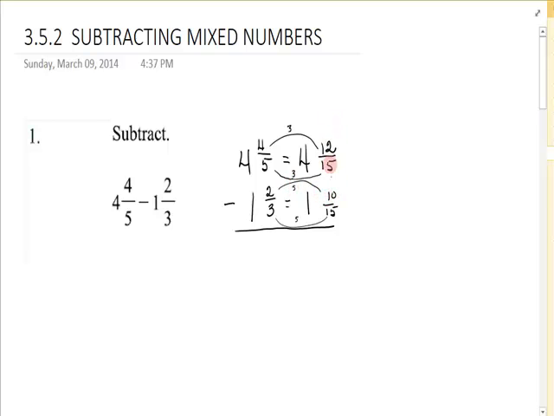I need to subtract the numerators of the fractions. 10 from 12 is 2 15ths. 4 minus 1 is 3. The fraction cannot be reduced, simplified, so I am finished. I get 3 2/15. Okay, let's look at the next one.